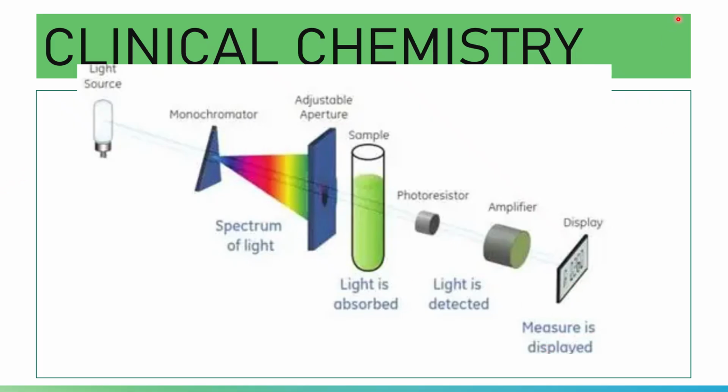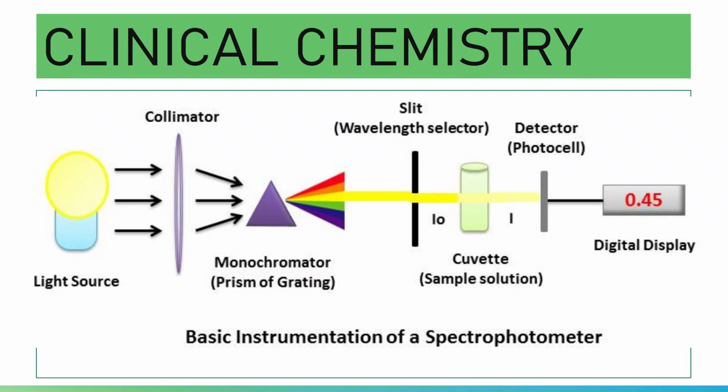Okay, so yes, you have the light source, you have the monochromator, and then you have the sample, and then your photo detector, and then your readout device. Please note these are just the basic components of your spectrophotometer. Another one, you have the light source, you have the monochromator, and then you have your cuvette, and then you have your photo detector, and then you have your digital readout device or the display.